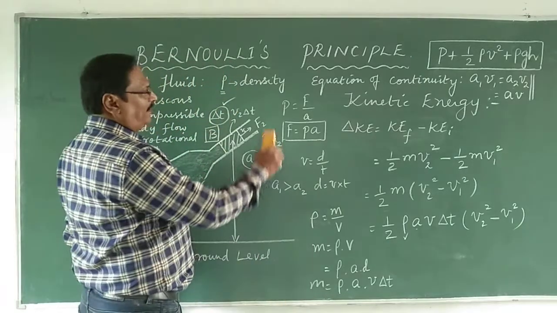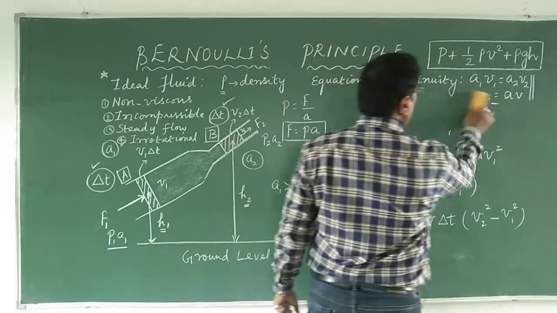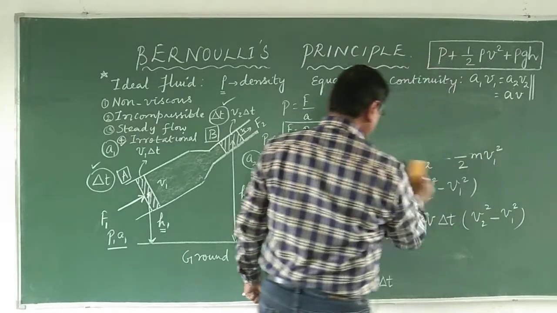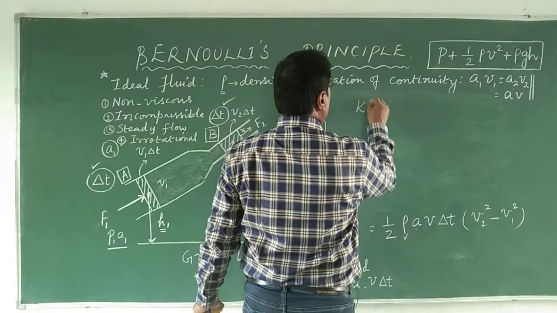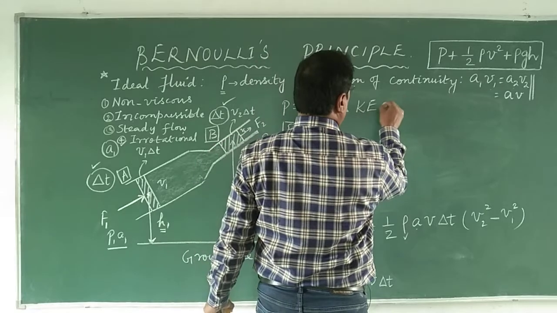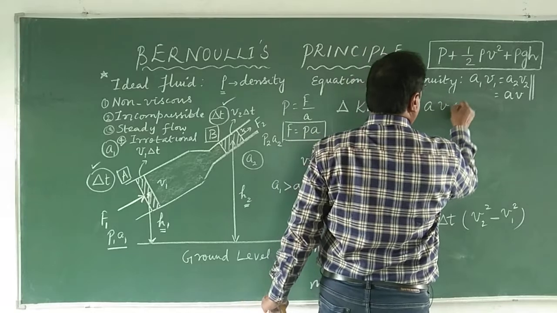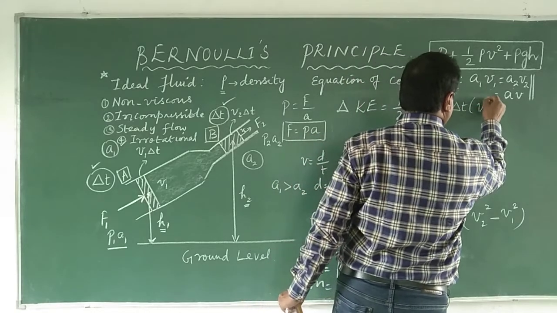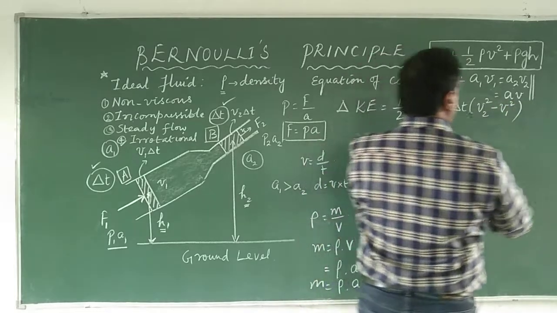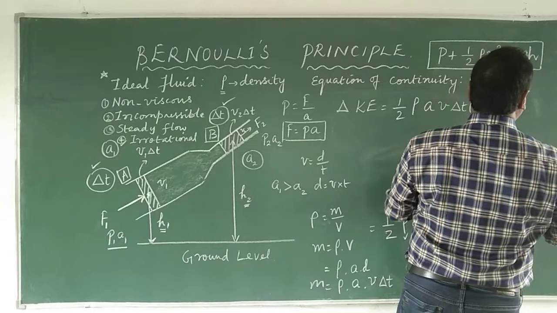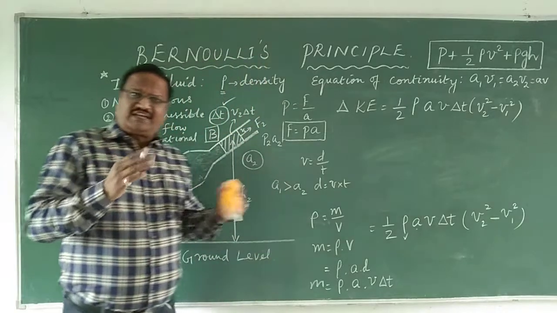Okay. So my board, I need to erase this. Dear students, as you are watching in the video, you can always turn it back and come back and see it again. So I will take only the final result. Change in kinetic energy is equal to half into rho into A into V into delta T into V2 square minus V1 square. Okay, so let me erase this here. Let me make it here equal to A into V.